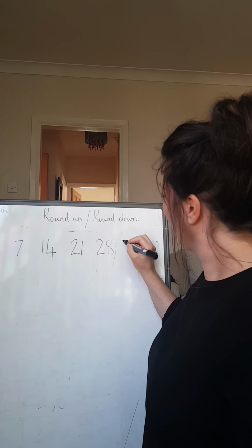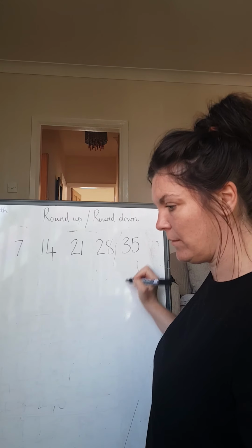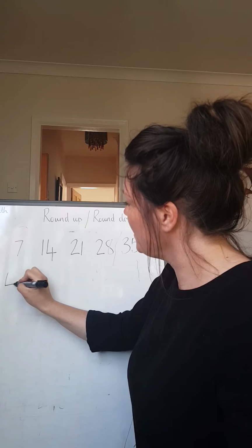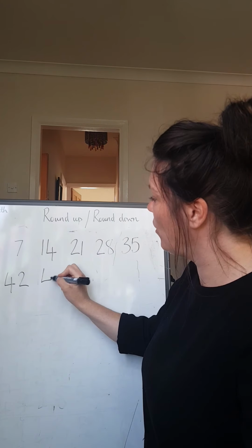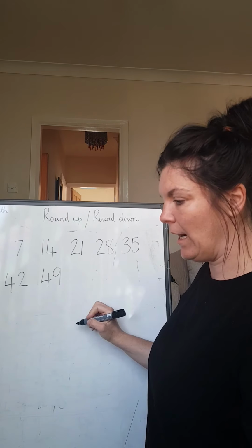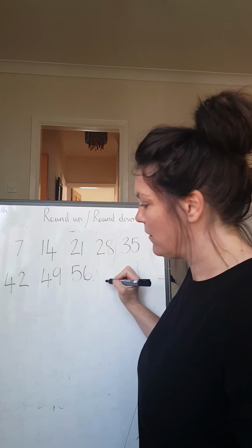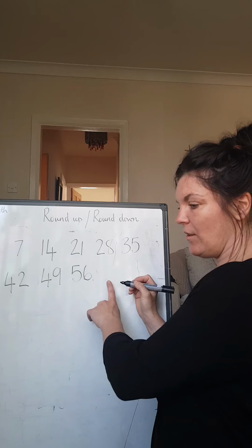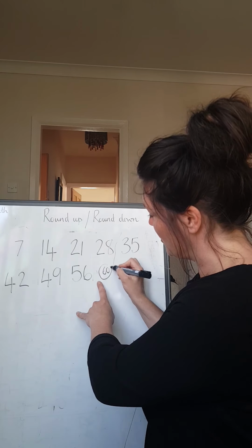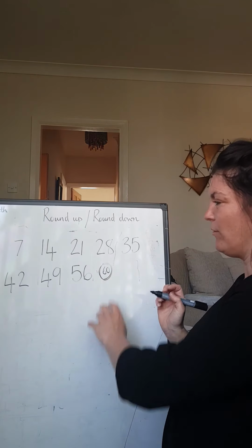28, 35, 42, 49, and the next one is 56. Now I can't get a 63 because I've only got 60 days here, which is not in the 7 times table. So there's going to be like a remainder, isn't there?